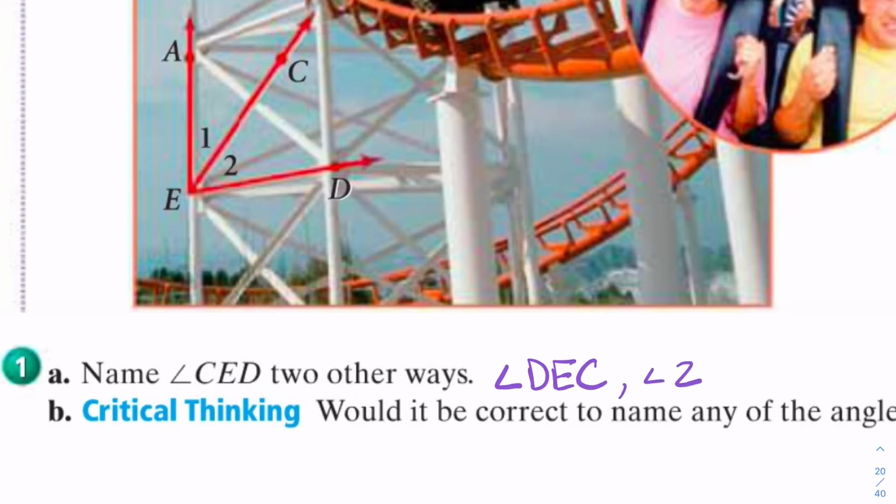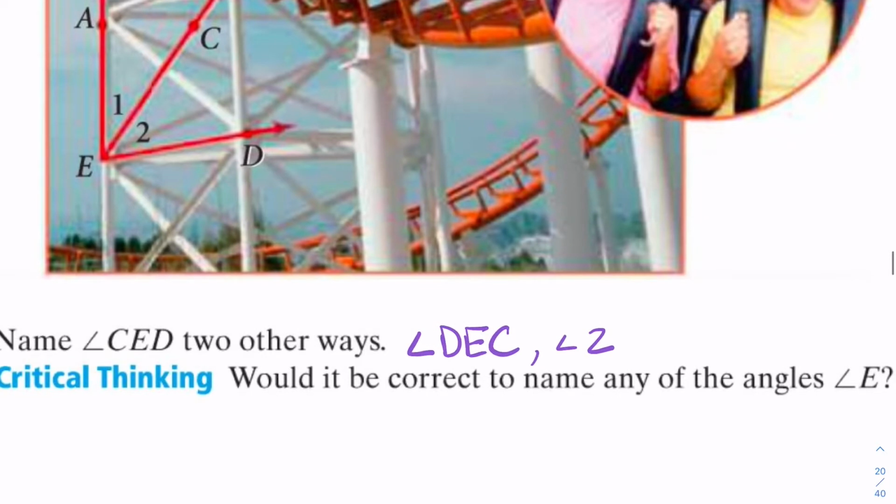You know what I cannot do? We cannot name this angle E, which kind of contradicts something I said before. Why can we not name it angle E? Well, that's because angle E could be this angle, or this angle. Could be all of this. So E is not specific enough for me to be able to use one letter.